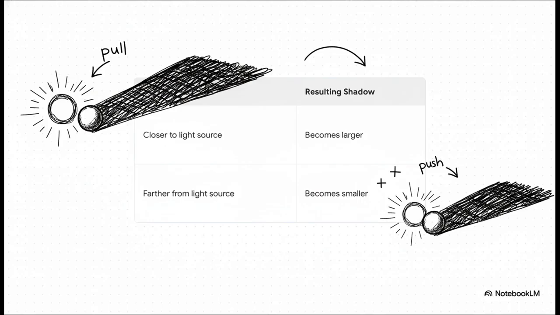The closer you move an object to the light, the bigger its shadow gets. And the farther away you move it, the smaller the shadow becomes. So a shadow's size isn't fixed at all. It's this dynamic little dance between the object and the light.